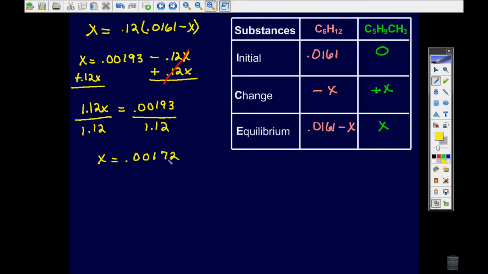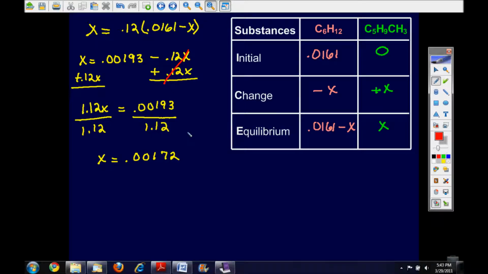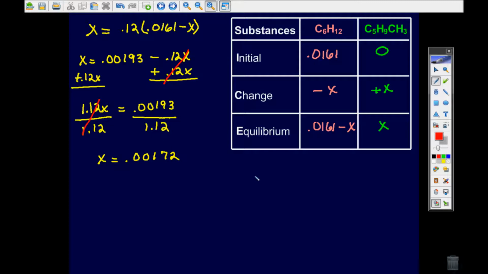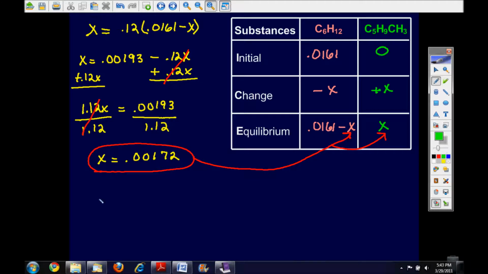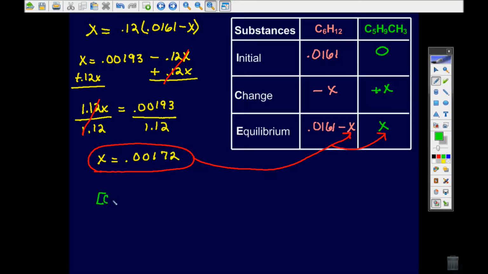Now, remember if you're just keeping track of that, that went away. This right here, since this is x, this is the amount that was lost from the reactant. It is also the amount of product you are producing. So in my answer, if I want to know the equilibrium concentrations, the equilibrium concentration of C5H9CH3 is going to be equal to 0.00172 molar.